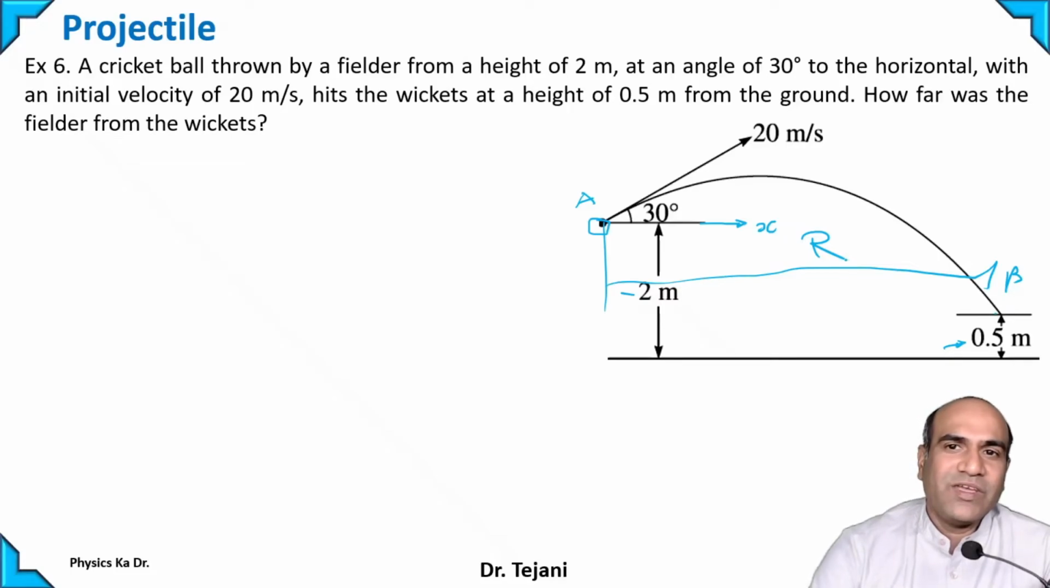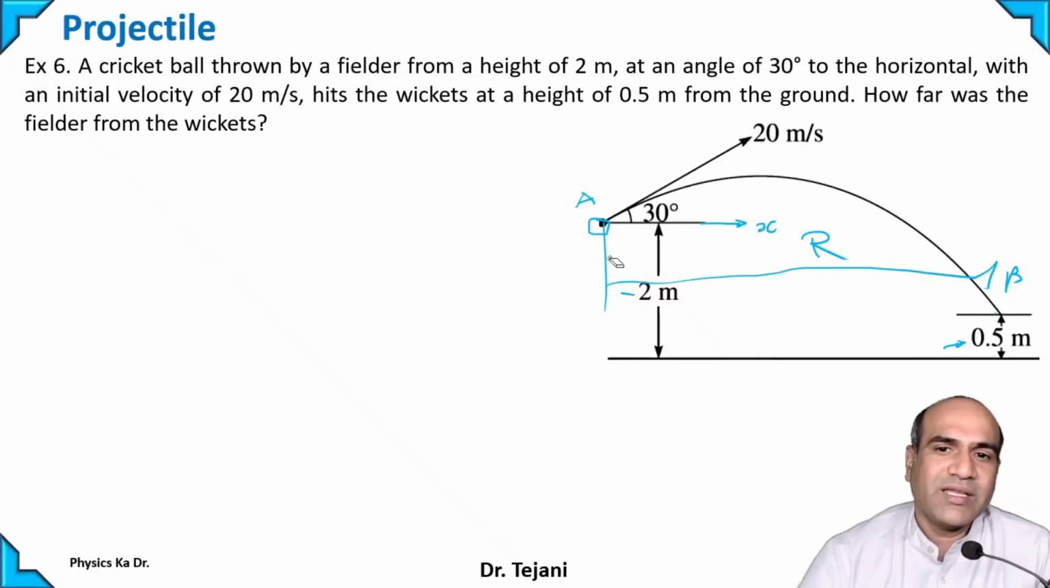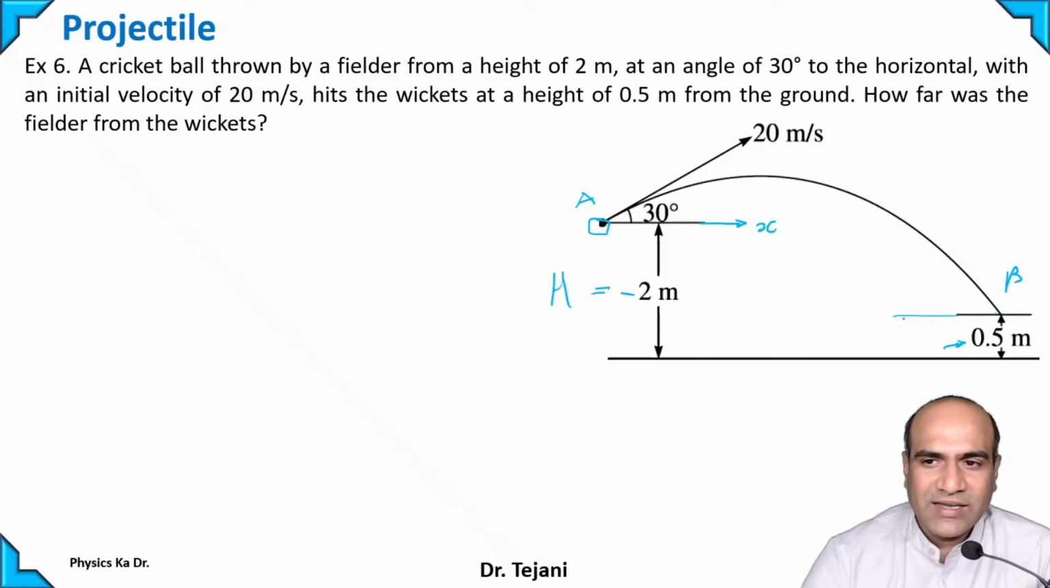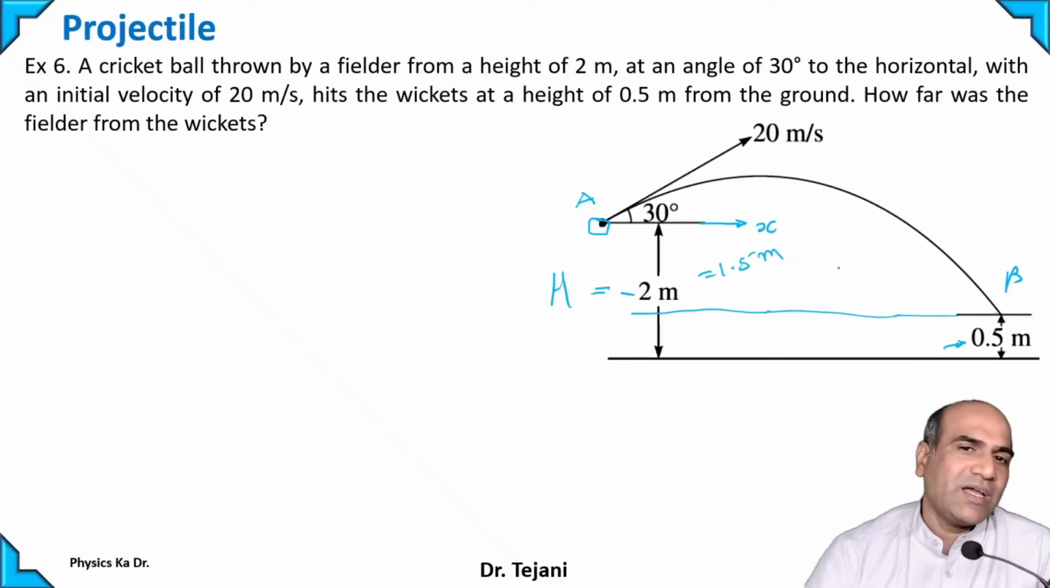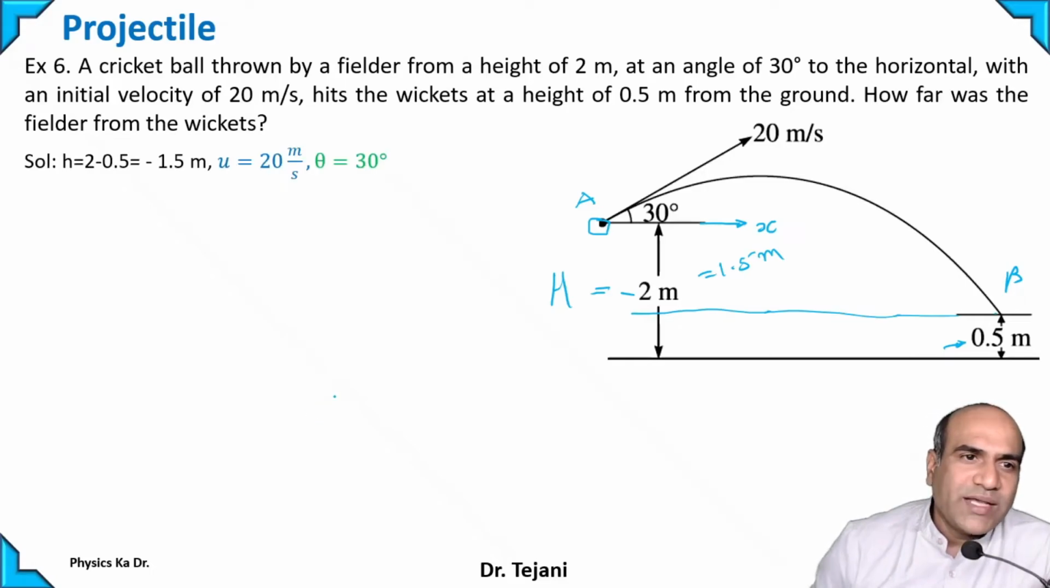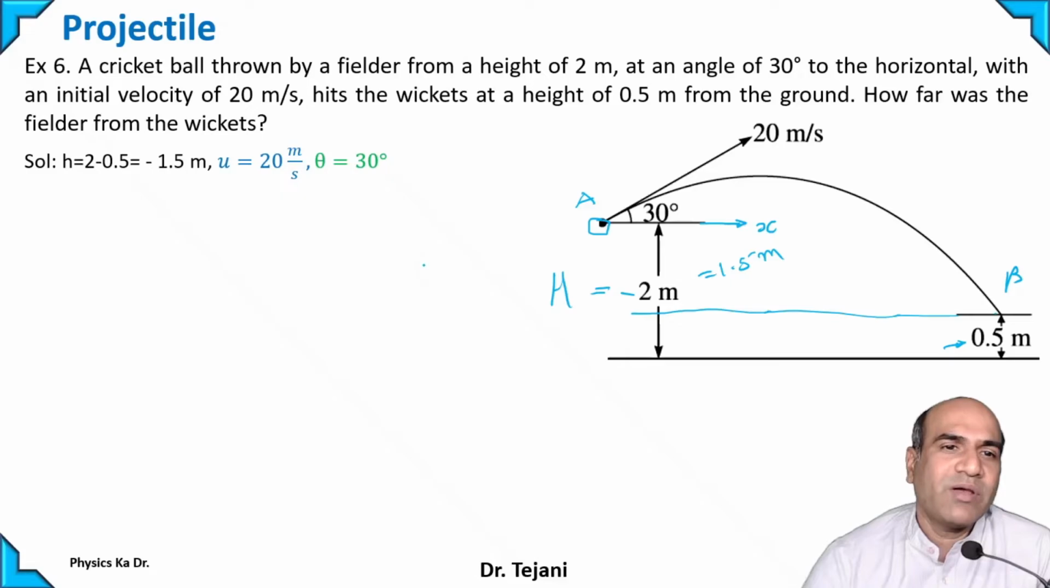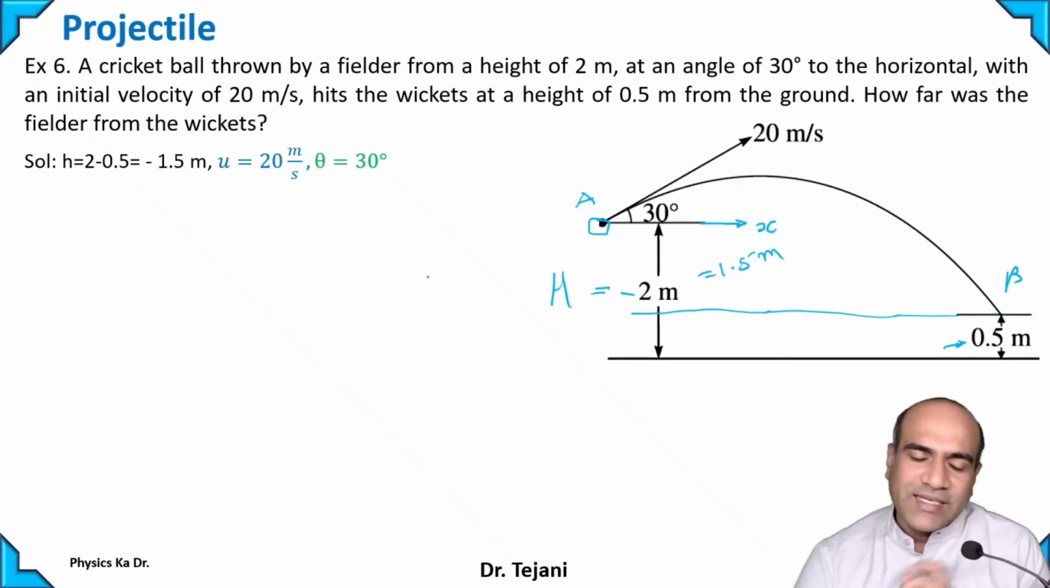Mostly students make a mistake by taking this height as minus 2, but we have to take the net height. See here, the ball is not touching the ground, but it is at some height, 0.5 meter. So that height we have to take is minus 1.5 meter. That is the only trick. So h is equal to 2 minus 0.5, that becomes minus 1.5 meter. u is 20 meters per second and theta is 30 degrees. Now we got it.